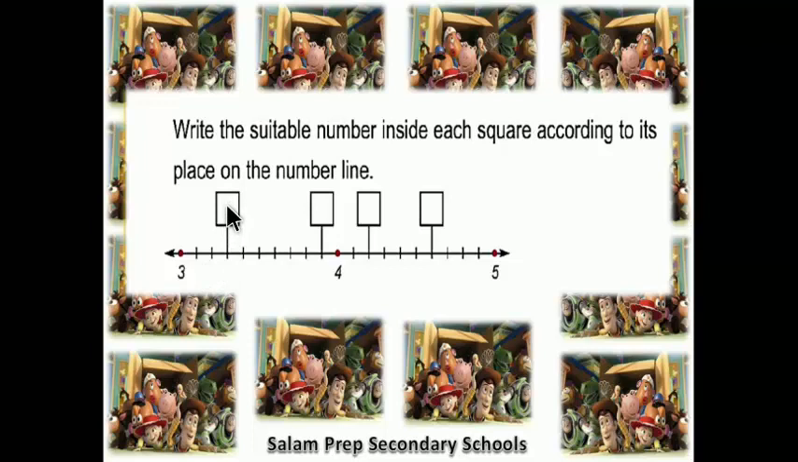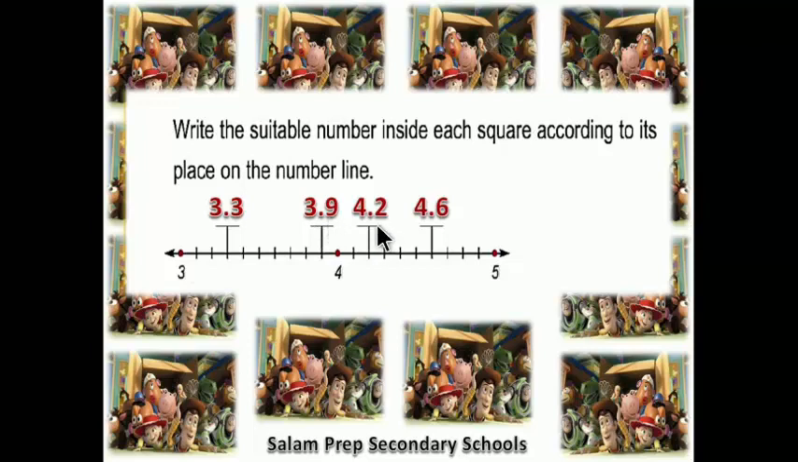In this square, we will write 3 and 1, 2, 3. 3 and 3 tenths. In this square, we will write 3 and 1, 2, 3, 4, 5, 6, 7, 8, 9. So we will write in this square 3 and 9 tenths.